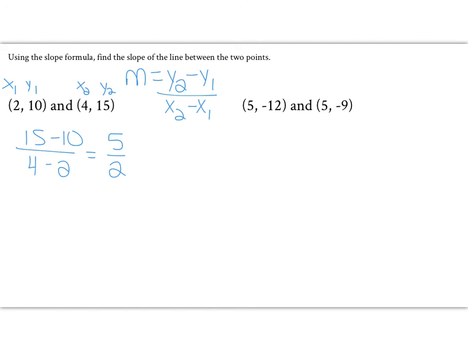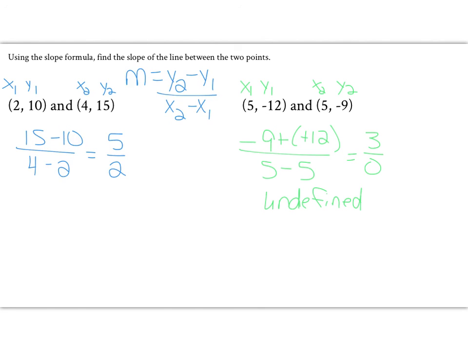Okay, now we have the points (5, -12) and (5, -9). Using the slope formula, find the slope between those 2 points. Using my formula, I did -9 minus a -12 over 5 minus 5. That gave me 3 over 0. When 0 is in the denominator, that slope is undefined. If I were to plot those 2 points, I would get a vertical line. The slope of a vertical line is undefined.